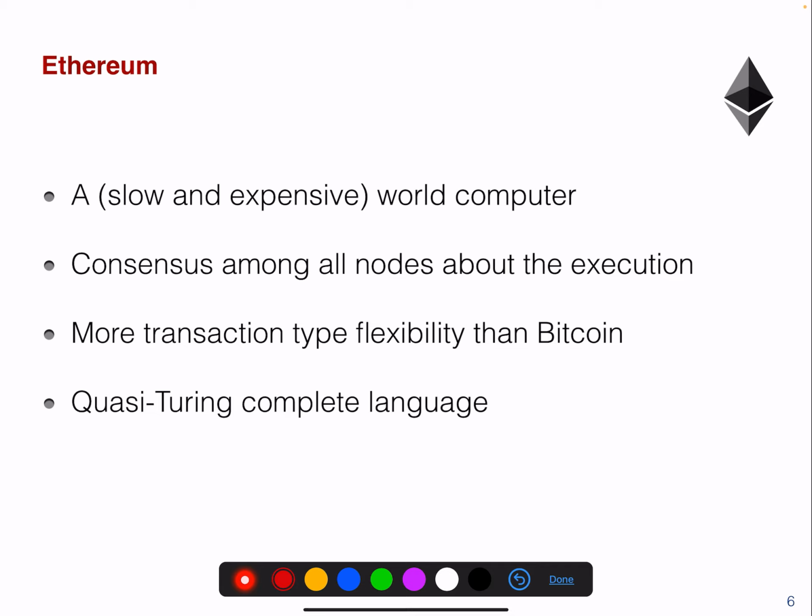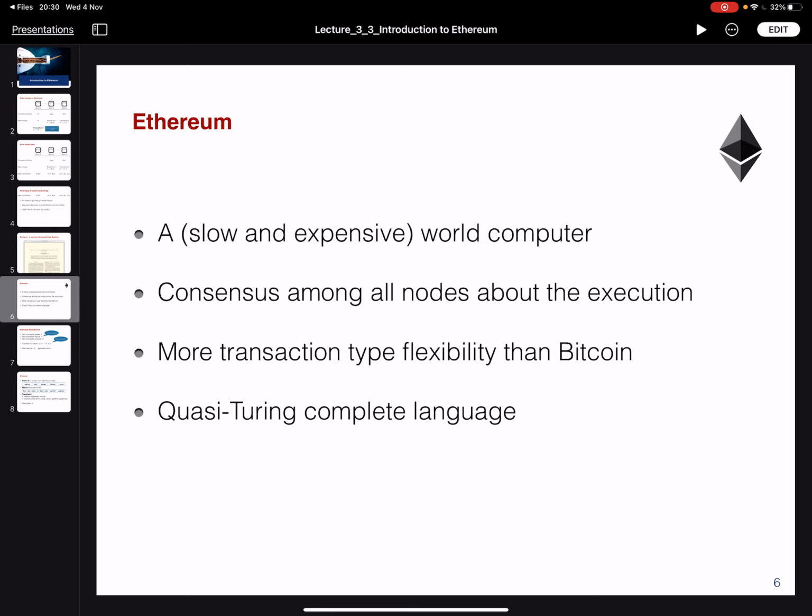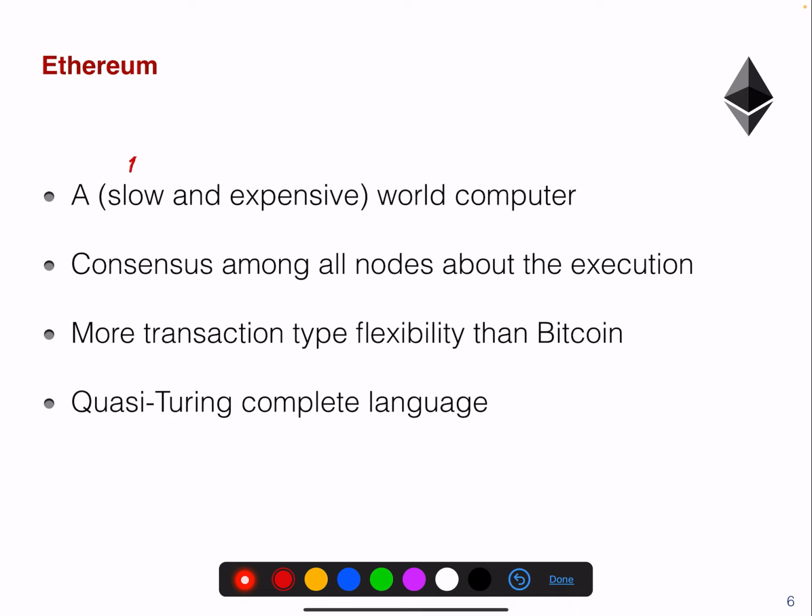So you can think of Ethereum as a slow and expensive world computer. Slow because blocks are updated on average only every 12 seconds, right? So you have a 12-second block interval on average. Expensive because you have to pay gas for transactions. So there are certain transaction fees, and this does cost gas.